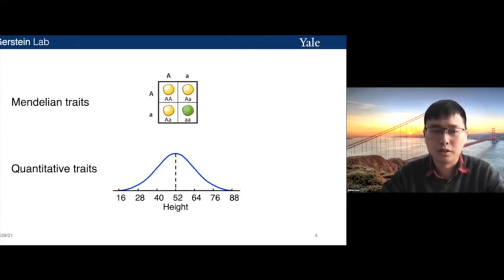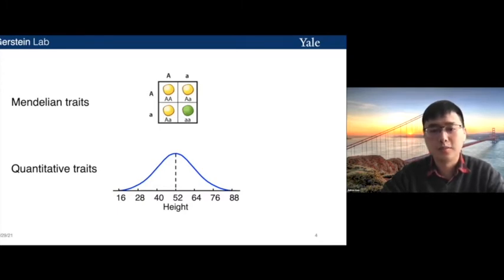Compare this to Mendelian traits, like the famous example you should have learned in basic genetics, the peas, the color of the peas. It is either yellow or green, and that is controlled by one locus. But compared to those Mendelian traits, we have some traits that are more quantitative. For example, the height of a plant or a human. You see, height is not a binary value, it's more like a continuous value.